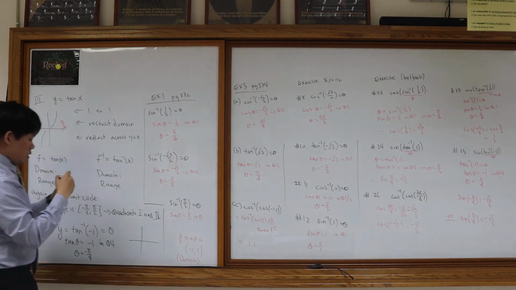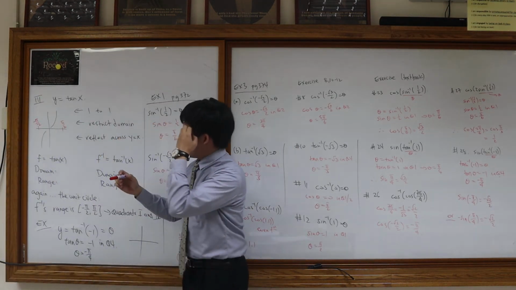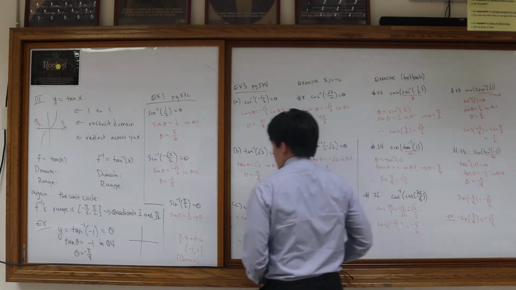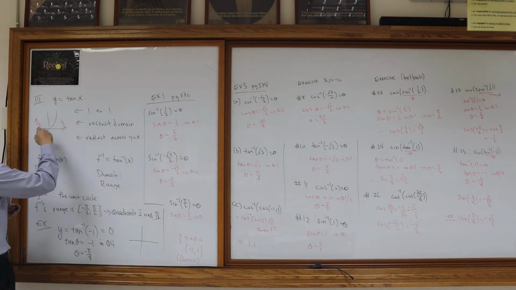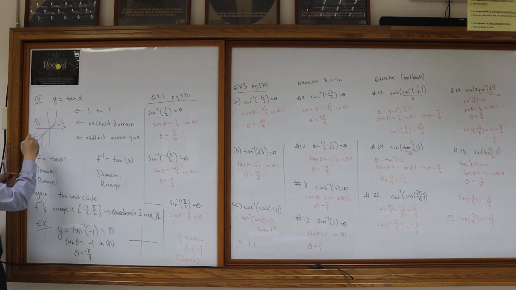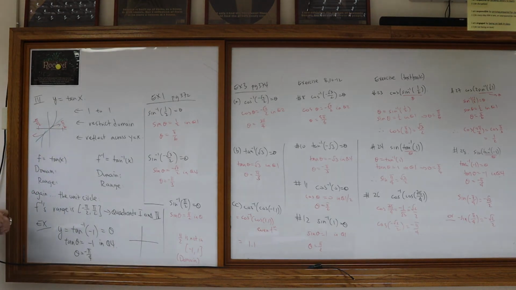With that in mind, if it reflects across y equals x, that means it must reflect across the line that's over here. That means my graph here is going to look something along the lines of this and that. Okay, it's going to look something like that.